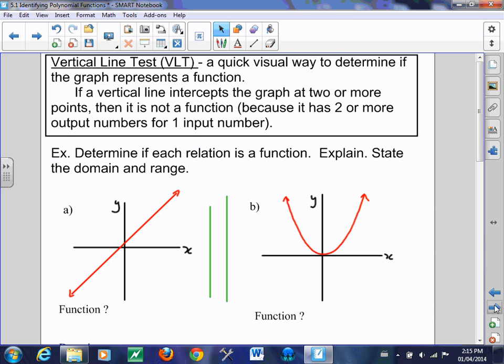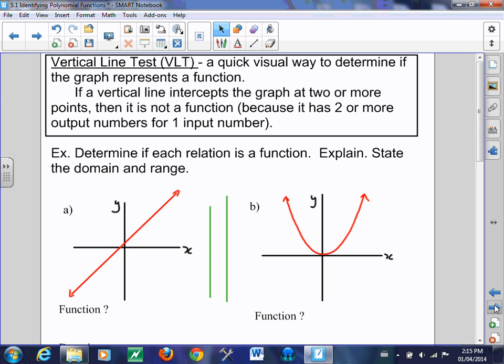Now we're going to take a look at the vertical line test. It's a quick visual way to determine if the graphs represent a function. If the vertical line intercepts the graph at 2 or more points, then it is not a function because it has 2 or more output numbers. That means each x does not have its own y.